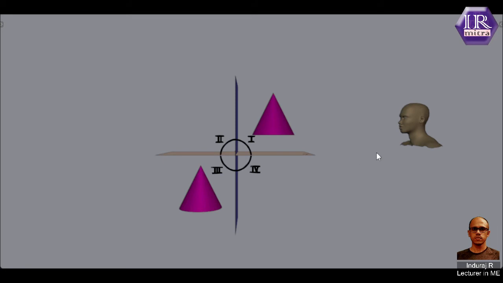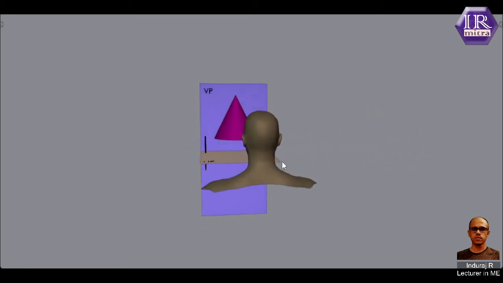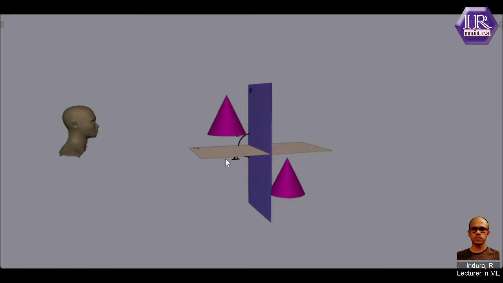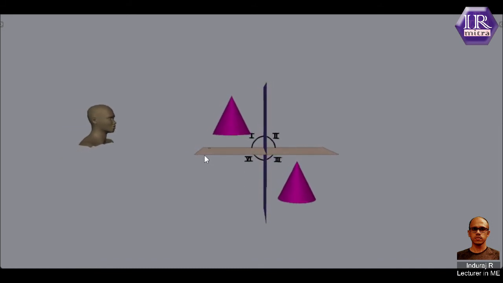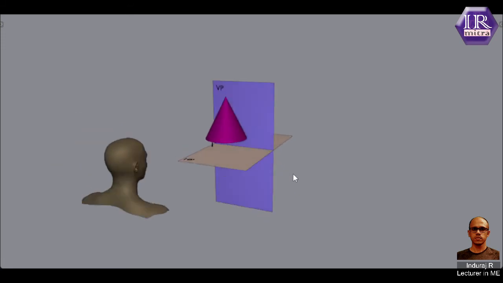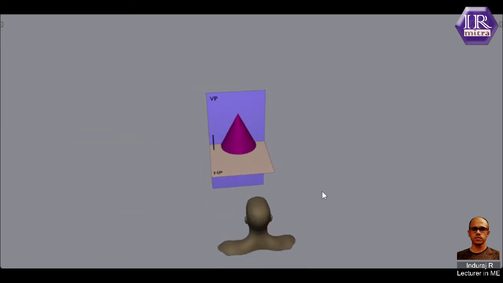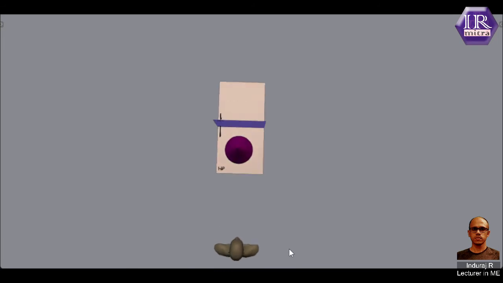Now we will shift to the right side of the observer, and the view we get is known as the right side view. The object may be in any quadrant, but the view that we get from this side is known as the right side view of the object. Now we move above the observer, that is we are looking from the top of the object, and the view that we get is known as the top view. The object may be in any quadrant, and like I said earlier, the planes may be considered transparent so that we can get a top view when the object is in the third quadrant.